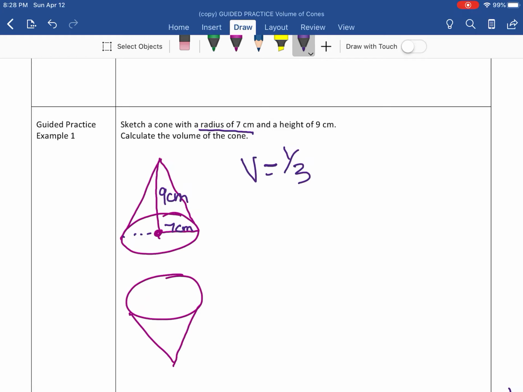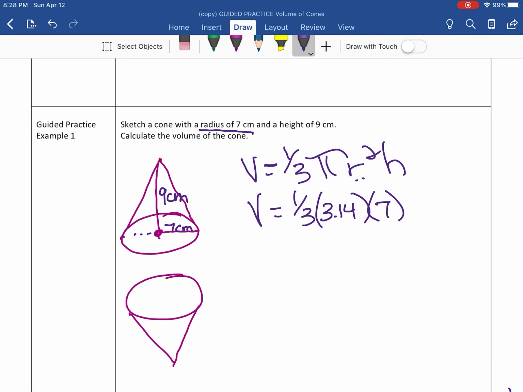Volume of a cone is 1/3, because it takes 3 cones to make a cylinder. 1/3 times the cylinder, which is pi r squared times the height. Volume equals 1/3 times 3.14 times the radius of 7, 7 times 7 because it's radius squared, and the height of 9.